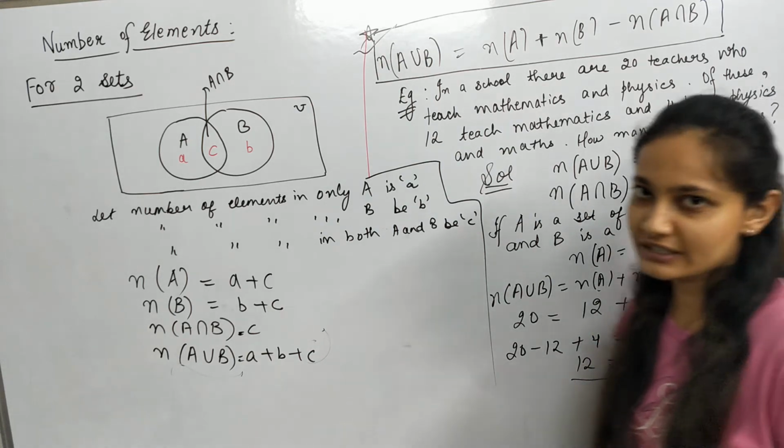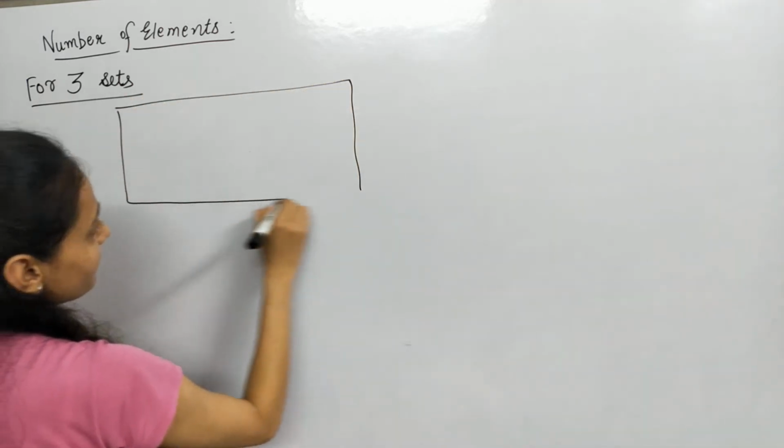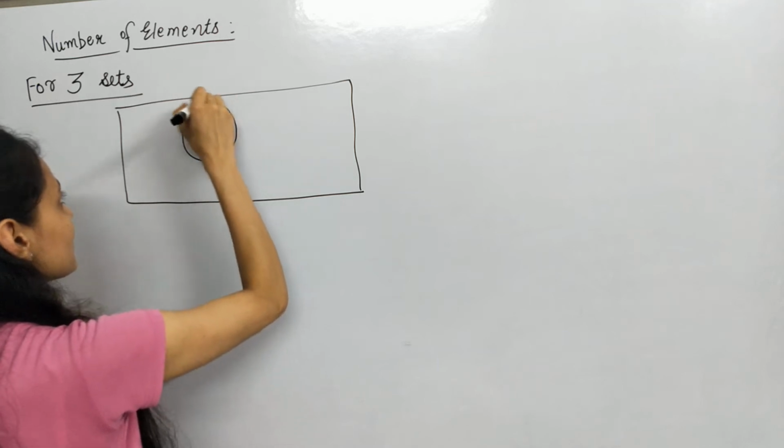Now let us see for 3 sets. For 3 sets, union and intersection relation. Okay. Suppose you are having these 3 sets.